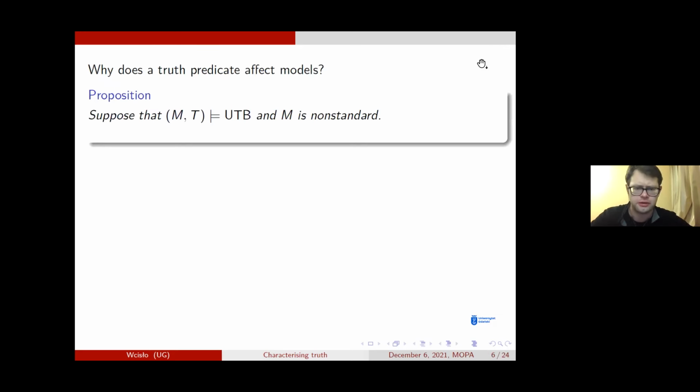Why does the truth predicate have models? Let me remind you of a very simple argument. How do we get recursive saturation? Suppose you have a model of UTB with a non-standard arithmetical part, then M is recursively saturated. That's the most basic link you can have. So you have a model of UTB, uniform Tarski biconditionals plus induction, and M is non-standard. Then the arithmetical part of M is recursively saturated.